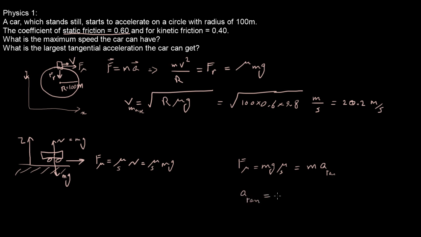So now a tangent maximum is g mu s again, which is 9.8 times 0.6 in SI units. So this is almost 10, so it's almost 6 meters per second squared.